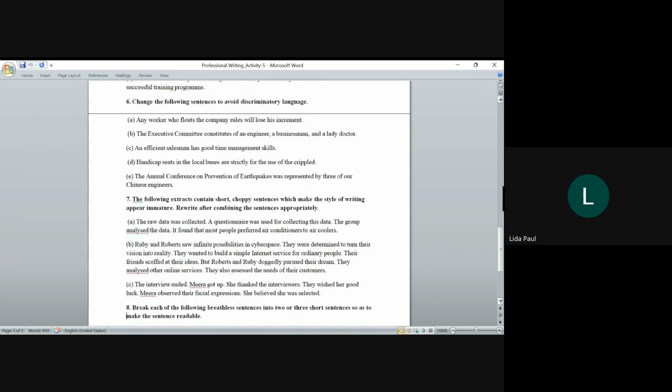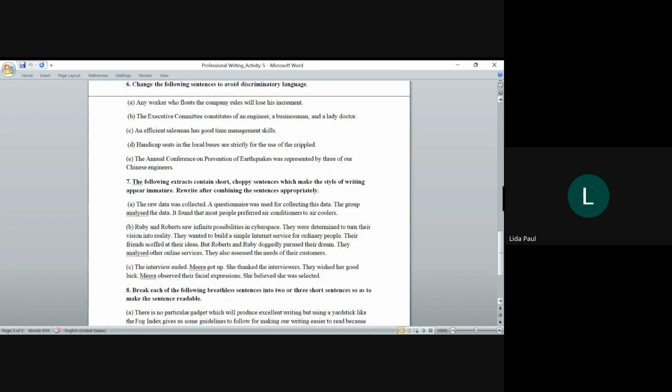Now, the 7th one, this is again based on writing convention. So we talked about repetitiveness, redundancies, concreteness, use of direct language, use of specific language, right? Now, next, what we're going to talk about is particularly with respect to sentence writing. All this while we were looking at parts of a sentence, but now you're going to look at the sentence as a whole. So look at the question you have here. The following extracts contain short, choppy sentences which make the style of writing appear immature. Rewrite after combining the sentences appropriately.